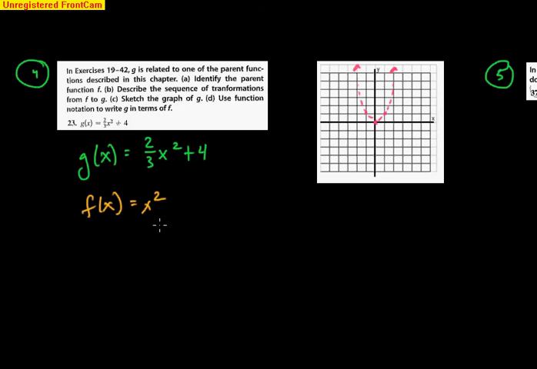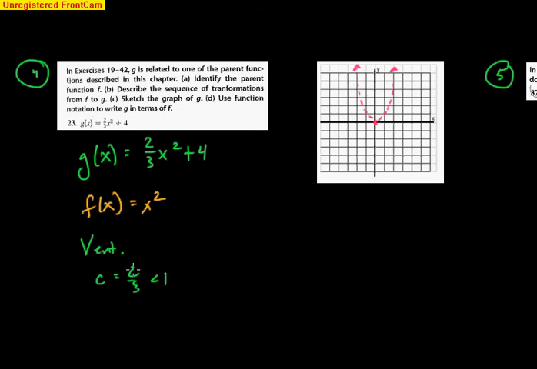So we get a couple things here. We have a 2/3 and we have a plus 4. That 2/3 is going to be a stretch or a shrink. It is outside of the function. So we have a vertical something or other, because it's outside. C equals 2/3, which is less than 1.